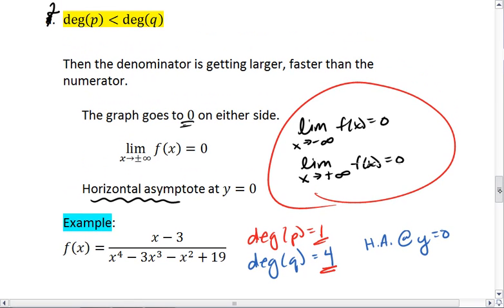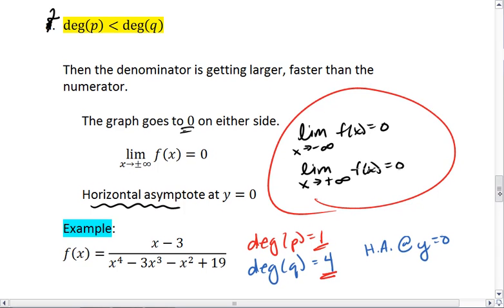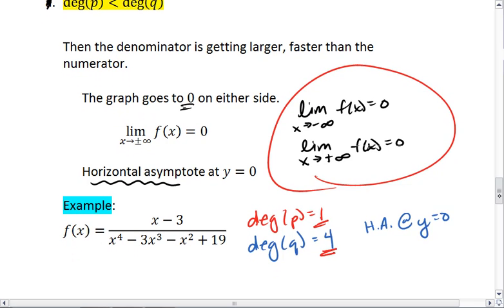If that makes sense, you can go on to case number 3. If not, make sure that you do understand both cases 1 and 2 before going on to case number 3.